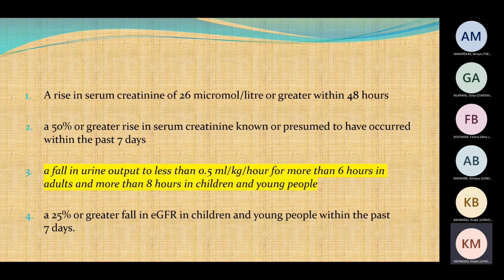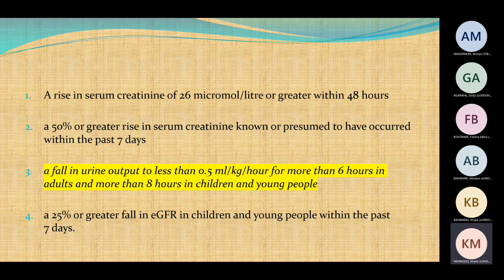So when do you say the patient has acute kidney injury? If there is a rise in the serum creatinine of 26 micromole per liter or greater within 48 hours, or there is a 50% or greater rise in the serum creatinine, known or presumed to have occurred within the past 7 days. If there is a fall in the urine output to less than 0.5 ml per kilogram per hour for more than 6 hours in adults and for more than 8 hours in children and young people.